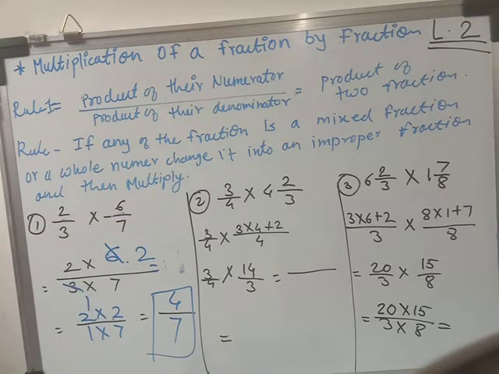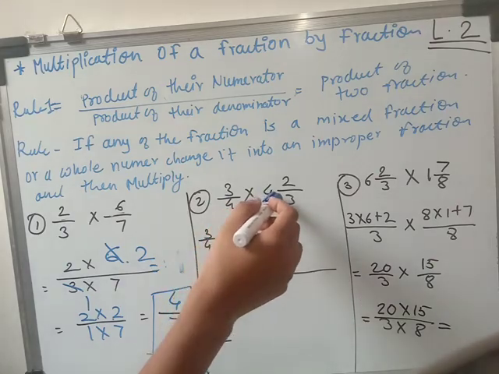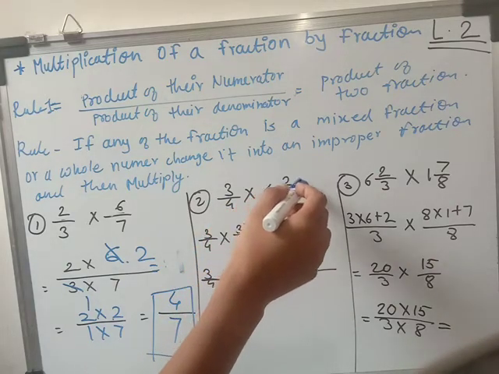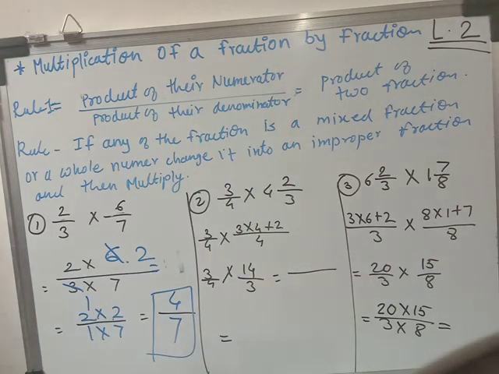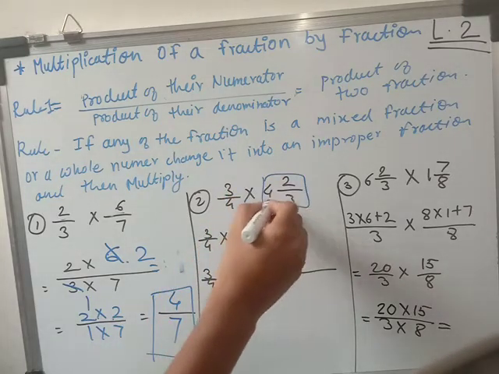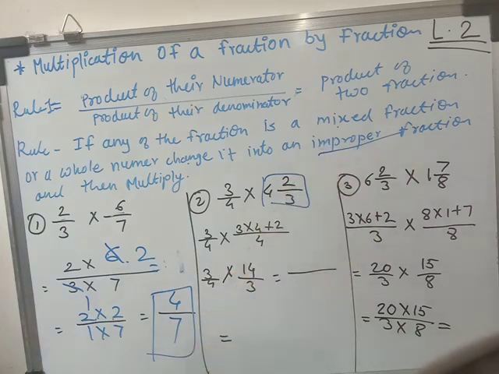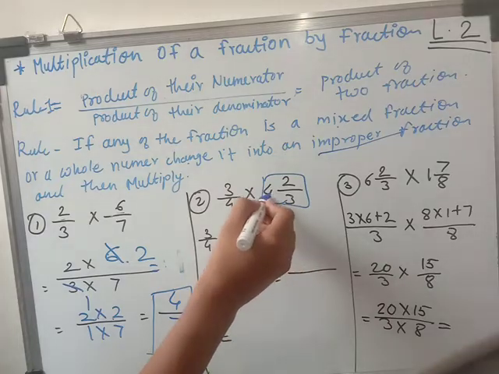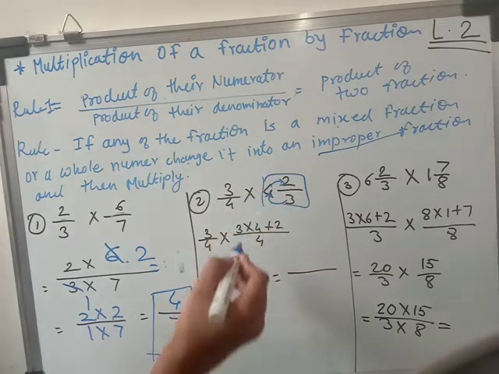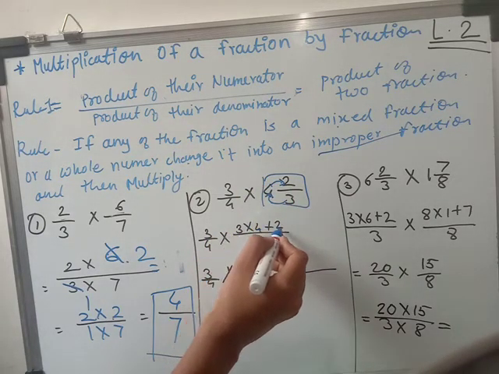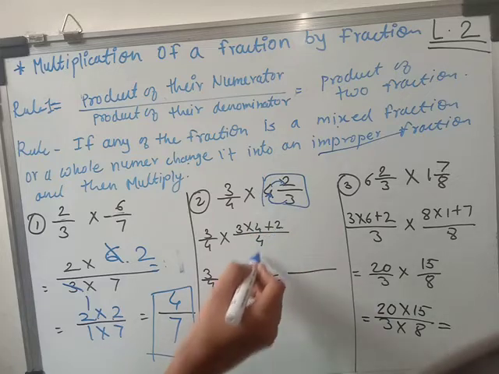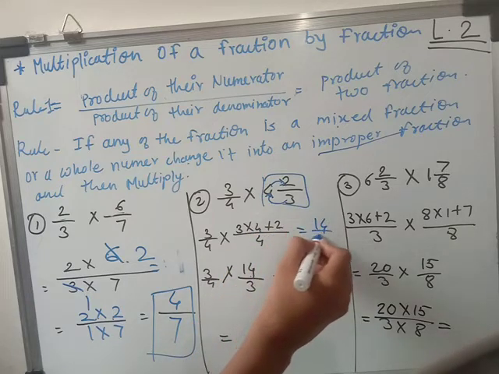Example: 3 upon 4 multiplied by 4 2 upon 3. Here one fraction is a mixed fraction. What they have said: since a mixed fraction is there, convert it, that is, change it into an improper fraction. How do we change a mixed fraction into an improper fraction? That is 3 multiplied by 4 plus 2. So 3 fours are 12, 12 plus 2 is 14. So here we got the answer 14 upon 3.